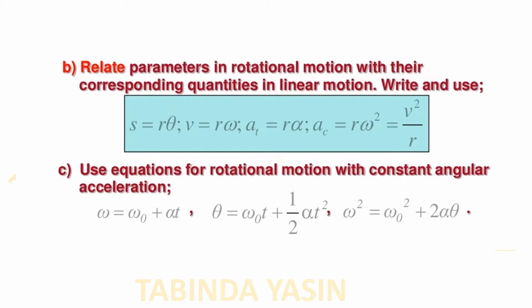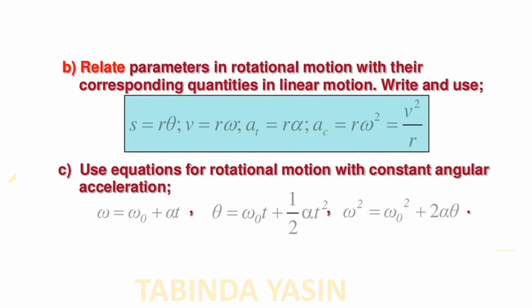We are going to relate the parameters in the rotational motion with their corresponding quantities in the linear motion. We will write and use s is equal to r theta, that is the rotational displacement, and the velocity will be v is equal to r omega, and the rotational acceleration will be a is equal to r alpha, and the centripetal or circular acceleration will be a_c is equal to r omega square is equal to v square over r.